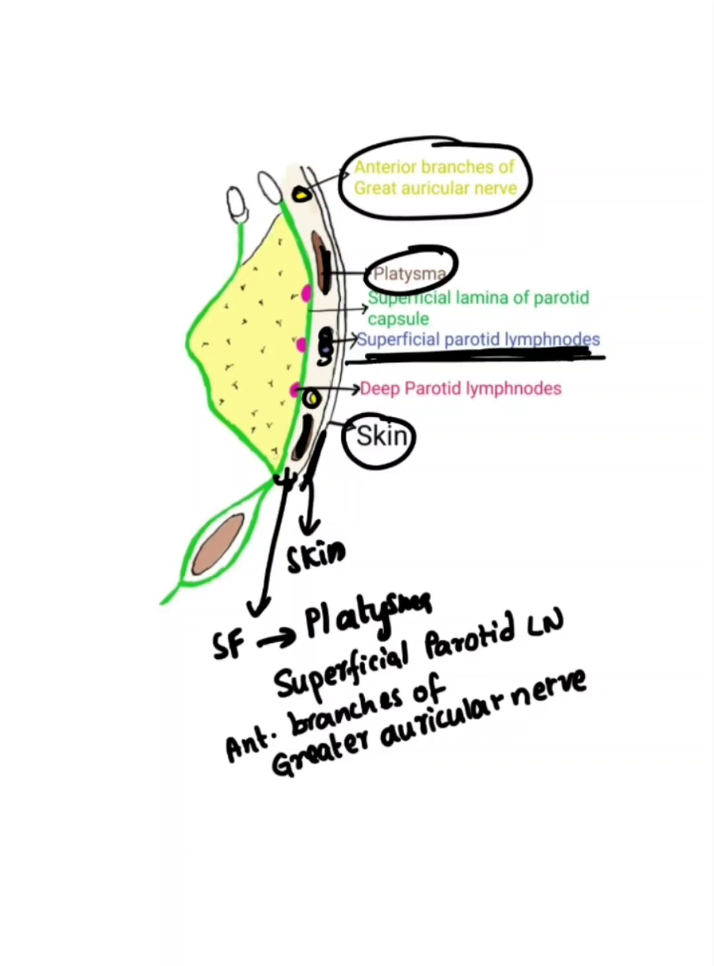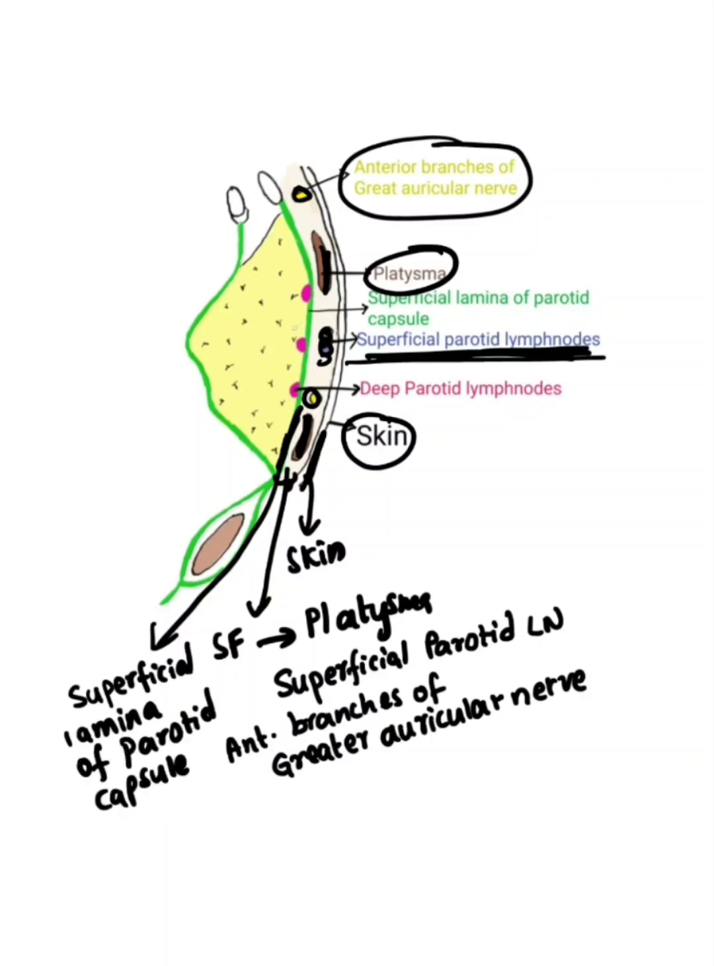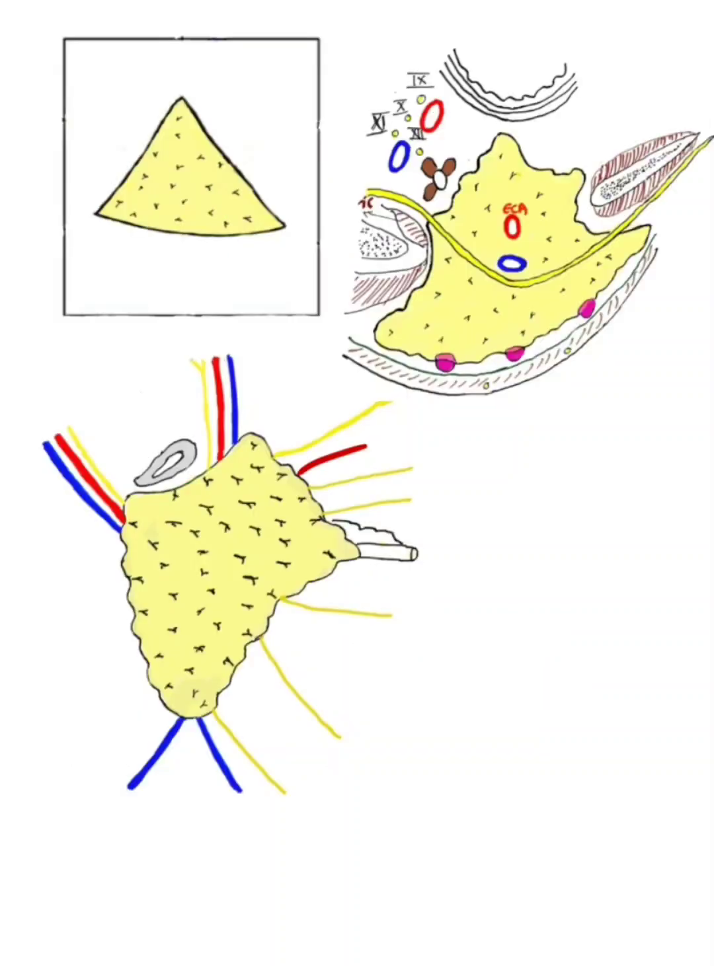Next to the superficial fascia, there is superficial lamina of parotid capsule. Parotid capsule has superficial lamina, deep lamina. Deep to the superficial lamina of the parotid capsule, there are deep parotid lymph nodes embedded within the gland. Now let's see about the borders.